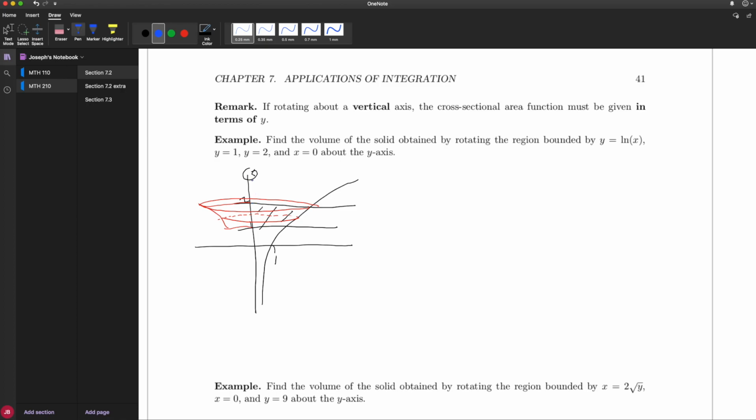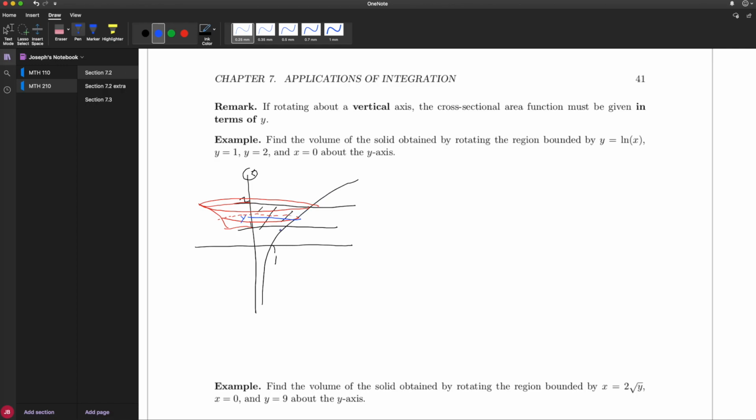Switching over to blue, if we pick a y value now in this range, 1 to 2, so let's say this is our y value here, we need to know the radius of this disk, which is essentially that length there. And just using what we knew from page 40 from the last video, this is going to be exactly given by the height of the function. But now the height of the function, it needs to be a function of y.